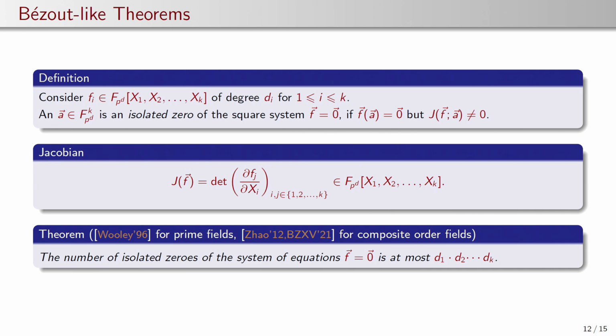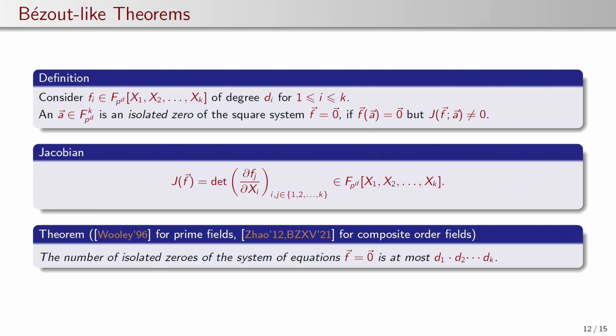However, over finite fields, the problem becomes more complicated. And in this case, actually, a similar result holds, but now you can see in the theorem, it's saying the number of isolated zeros. It's not the number of zeros of a system. Okay. So what are isolated zeros?